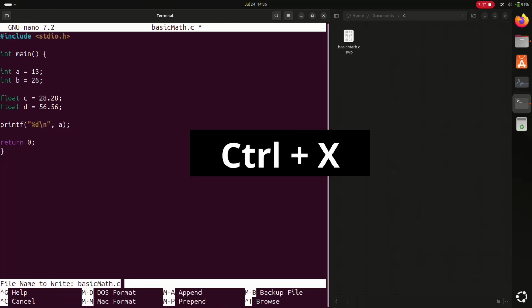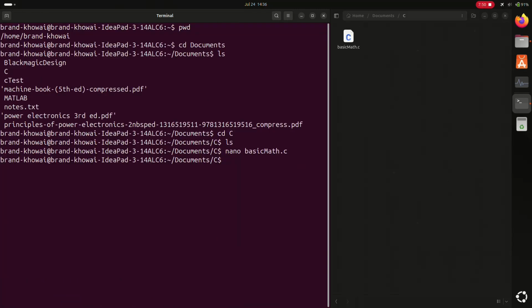Control X, Y, enter. Now I have to compile, because this is not Visual Studio Code or any other text editor. This is the basic bare bone terminal of Linux. We have to compile whatever C programming we have done just now. So to compile, how do we compile? We have to write gcc, the name of the file we have to compile.